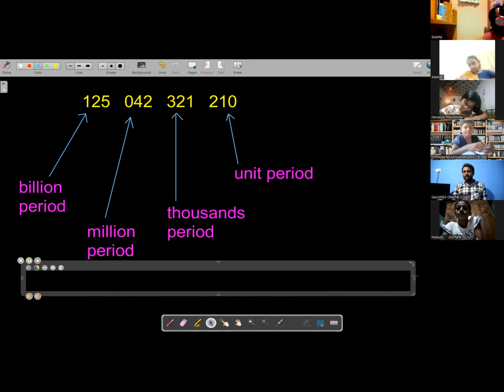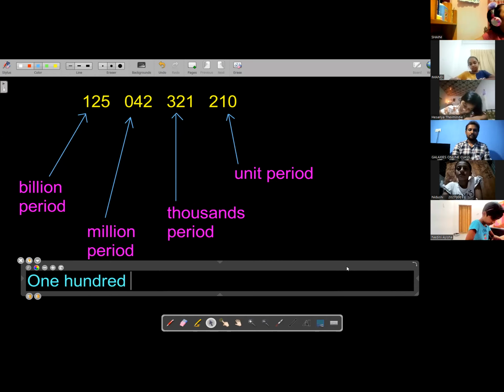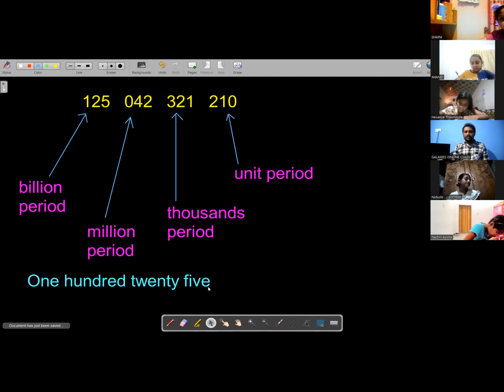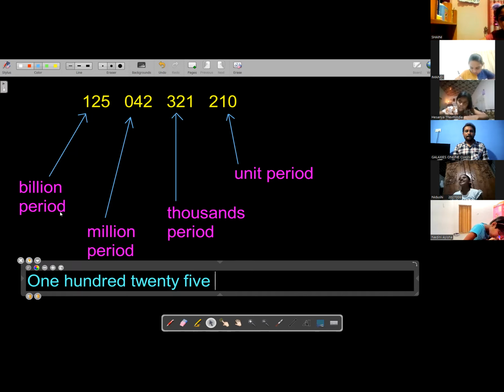So you can write 125 in words. After you write the number, then you have to write the period name. What is the period name? Billion. Not billion period. Okay. We write billion, not billion period. Why? We write the number in the period in words, then after that number we write the period name. Right? What's the period name? It is billion. Okay. Billion.